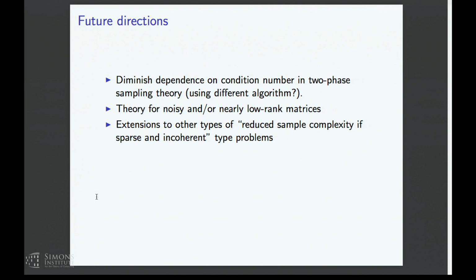The experiment suggests that there's very mild dependence of the two-phase sampling on the condition number. Another direction is theory for noisy and/or nearly low-rank matrices of the same type that we have for the standard matrix completion. And maybe more broadly, extensions to other types of flavors of these algorithms, reduced sample complexity if we have some sparsity and incoherence in measurements, any of these types of problems, to see if adaptive sampling can reduce the sample complexity in any of those settings as well.